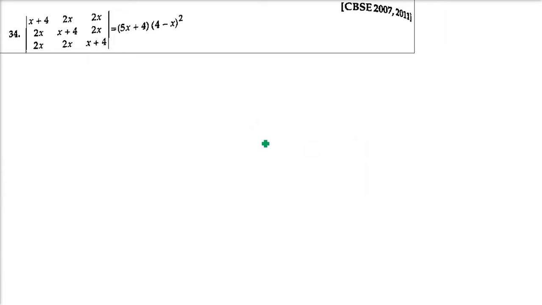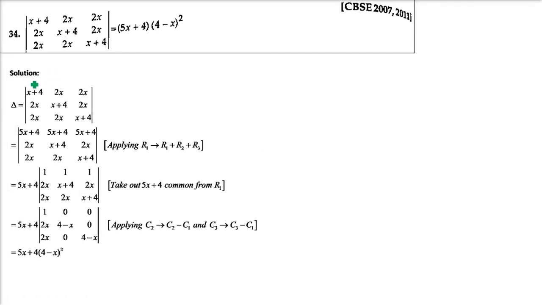Now this type of question, like x plus lambda and then x, this kind of thing we have already done. So the first easiest thing is to just add all the rows. The best way is to do this. So row 1 we are changing to row 1 plus row 2 plus row 3. So I'll just add this first row content. X plus 4 plus 2x plus 2x. What do we get? We get 2x plus 2x plus x is 5x and then 4.